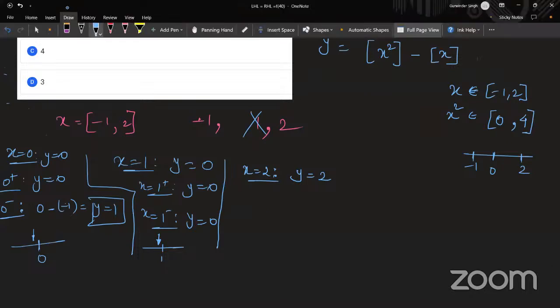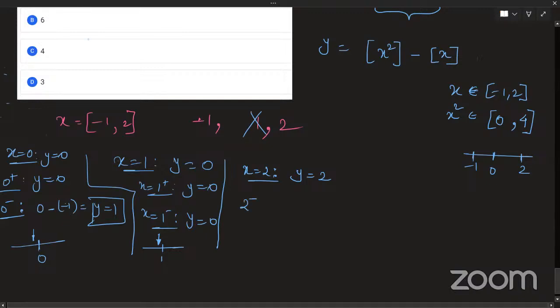So should I be checking for 2 minus? Yes, I will need to check for 2 minus, and I will need to check if both of them have the same value or not. So can you tell me, for 2 minus, a number that's just smaller than 2, what will be the value of its x square?